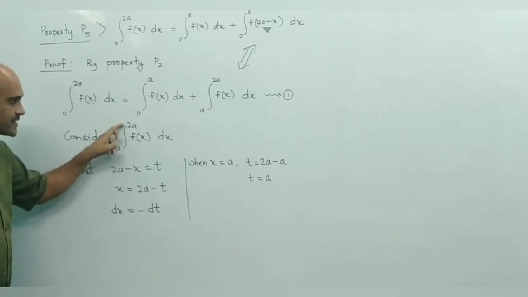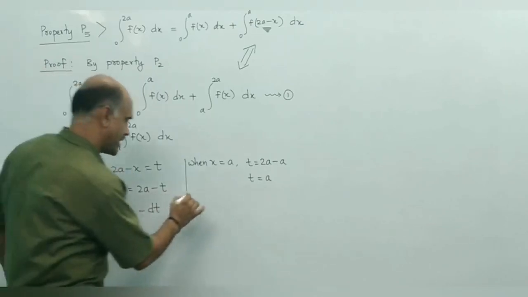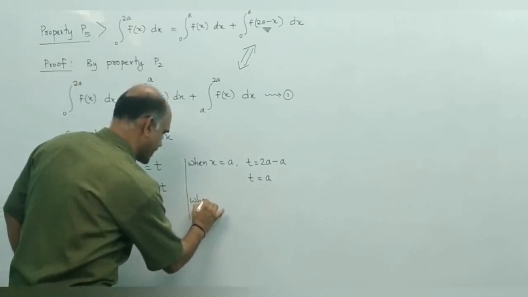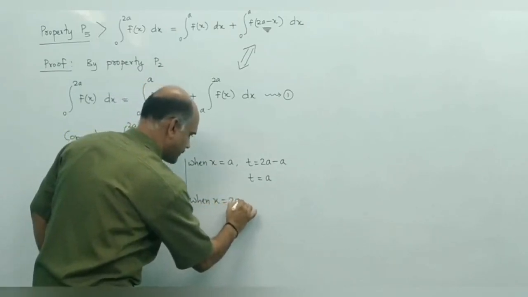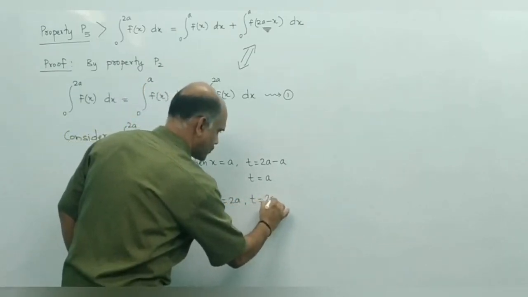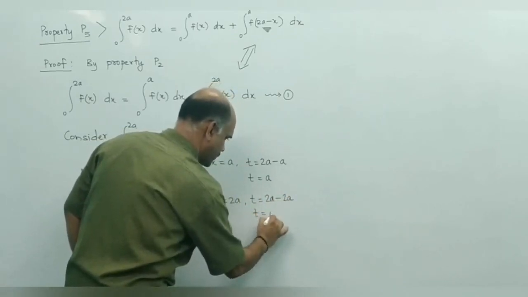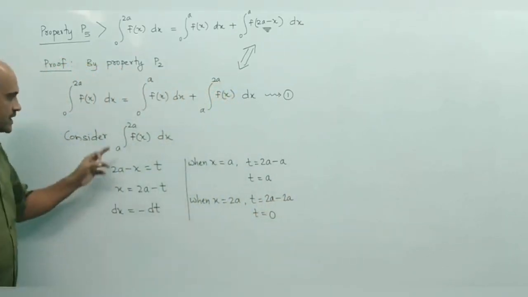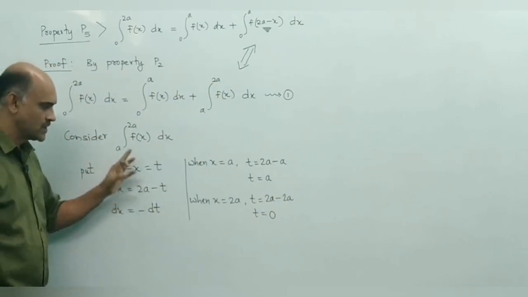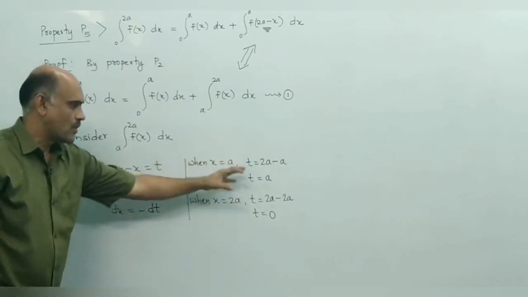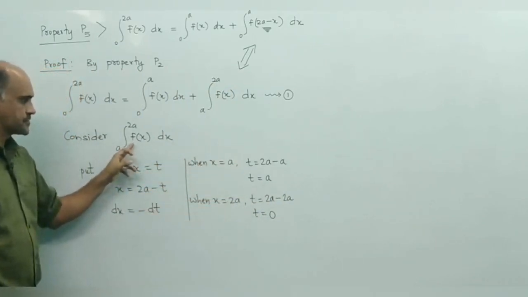Now put x equal to 2a. So when the upper limit, x equal to 2a, t is equal to 2a minus 2a, you will get t equal to 0. T equal to 0. Clear?